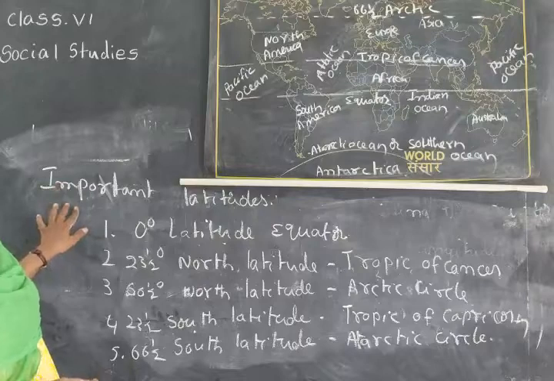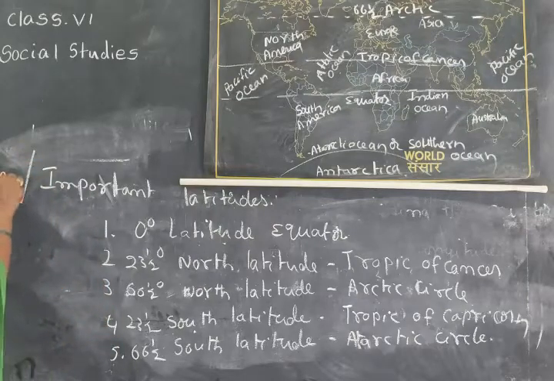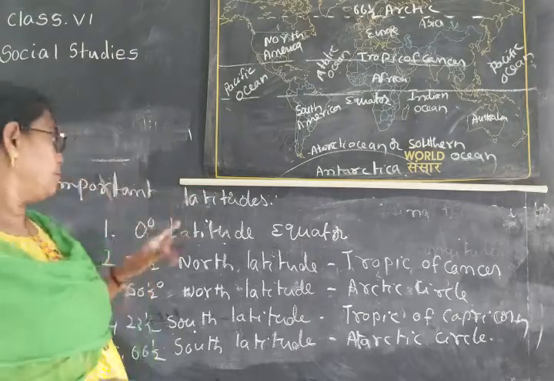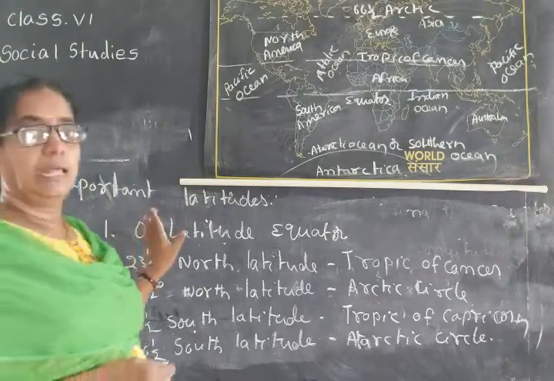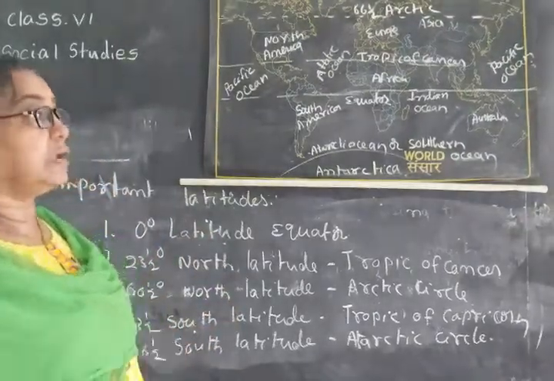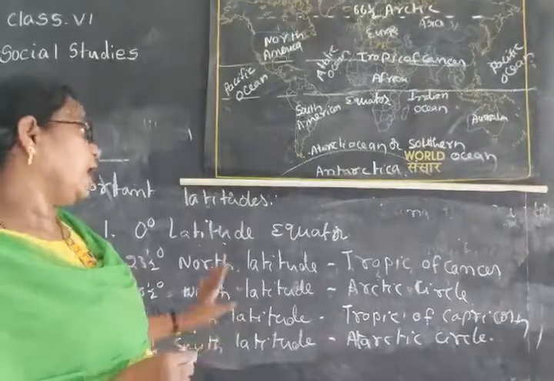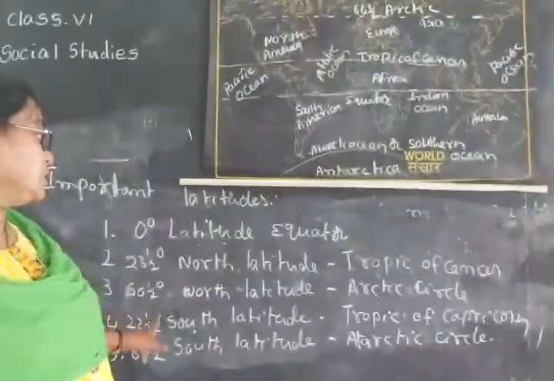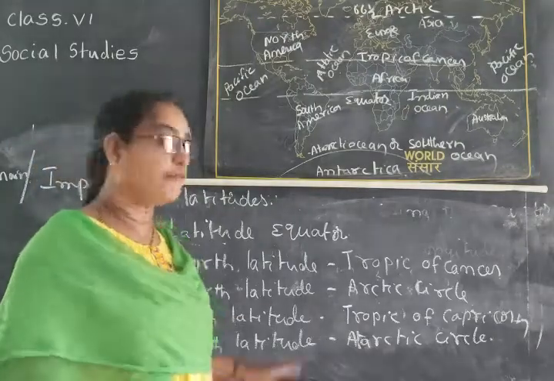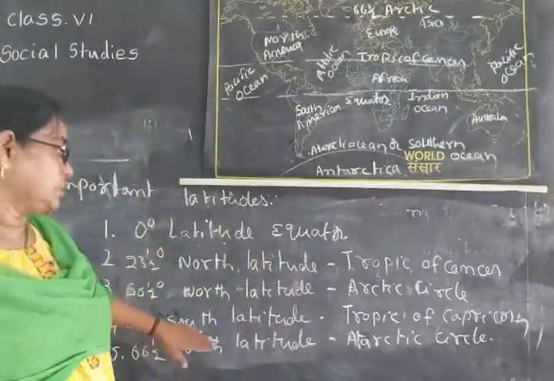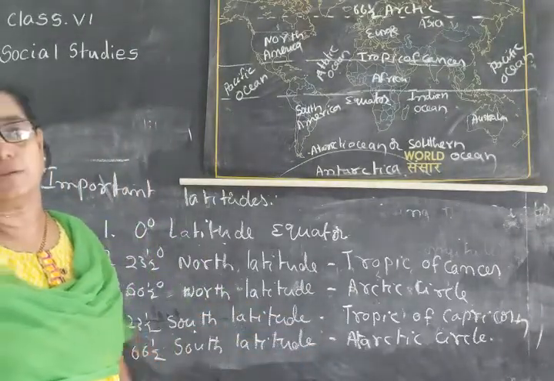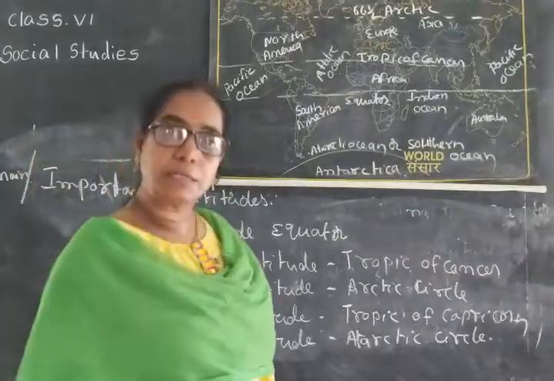These are the main important latitudes. Five are there. First one is 0 degree latitude, called the equator. Second is 23.5 degrees north latitude, Tropic of Cancer. Then 66.5 degrees north latitude, Arctic Circle; 23.5 degrees south latitude, Tropic of Capricorn; and 66.5 degrees south latitude, Antarctic Circle.